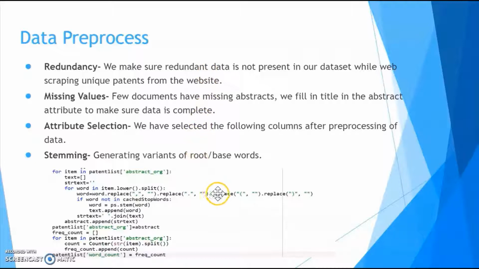In the stemming step, first we have taken all the abstracts of the patents, then we have removed the punctuation and removed the English stop words. After that, we have performed stemming, and all this data has been fed to the abstract org field.